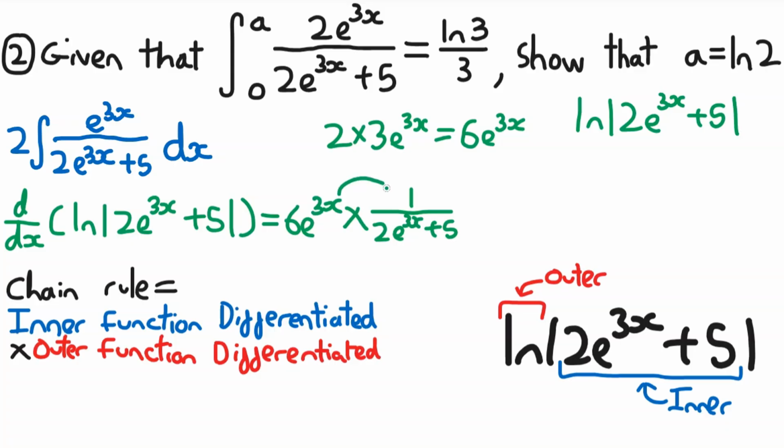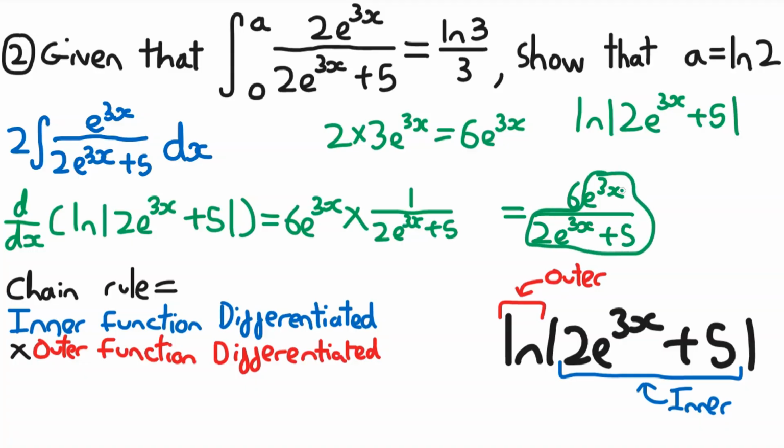And we can simplify this by bringing this 6e to the power of 3x into the numerator. So we get 6e to the power of 3x over 2e to the power of 3x plus 5. And you can see that we have this form that we have in the integral, the e to the power of 3x over 2e to the power of 3x plus 5. So that shows that this here is the correct format and the correct answer.